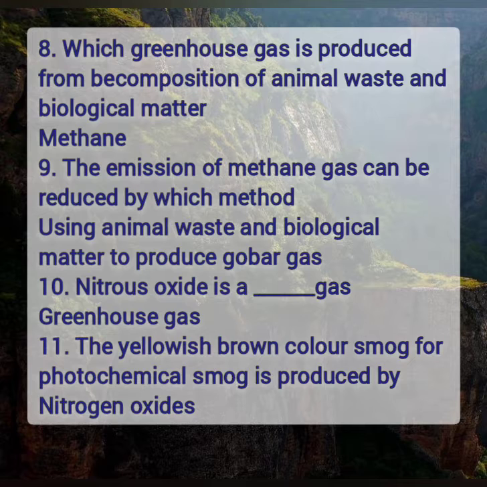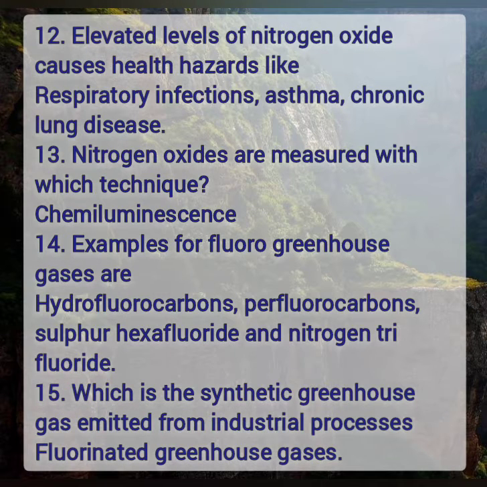The yellowish brown smog, or photochemical smog, is produced by nitrogen oxides. Elevated levels of nitrogen oxide cause health hazards like respiratory infections, asthma, and chronic lung disease. Nitrogen oxides are measured with which technique? Chemiluminescence method.